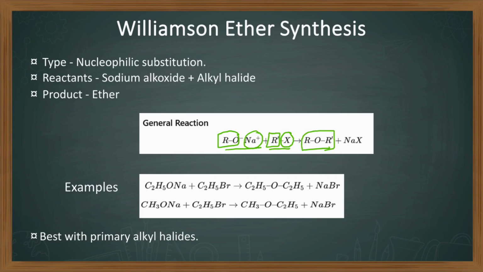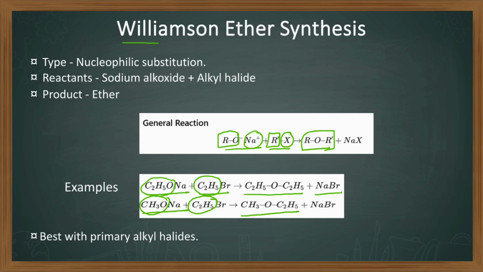You can see some examples. When sodium ethoxide reacts with ethyl bromide, you combine them and write the final product, and NaBr is produced as a byproduct. Instead, if you take sodium methoxide, this and this combine to give ethyl methyl ether.